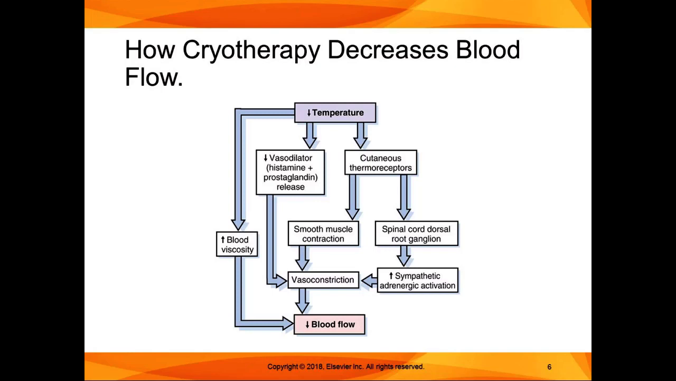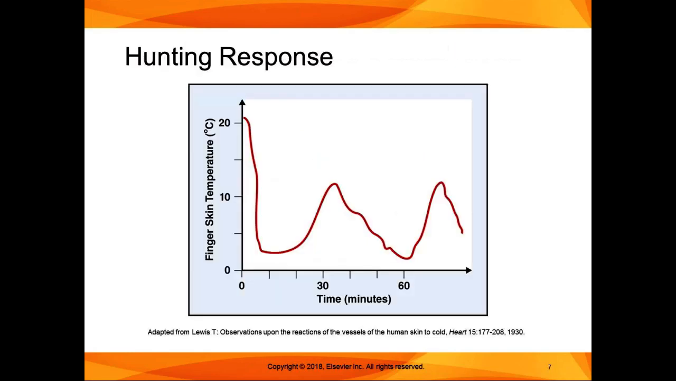So when we have an initial inflammatory response or an acute injury, we want to decrease blood flow so we can decrease edema in the area. So cold causes that vasoconstriction, and the immediate response is pretty consistent.